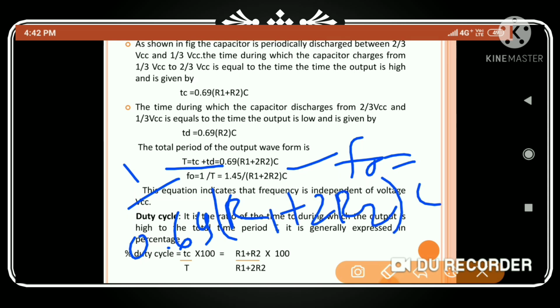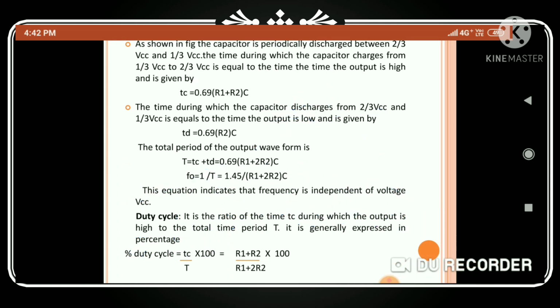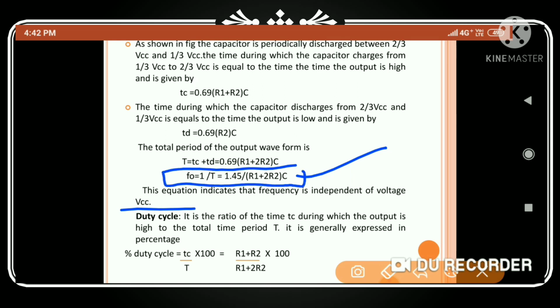Okay. So this 1 by 0.69 is how much? 1.45. So we can write it as 1.45 divided by (R1 plus 2 R2) into C. That is what they have written here. Next, this equation indicates that frequency is independent of the voltage. See, is there any voltage in the equation here? No. So this indicates that frequency is independent of the voltage.